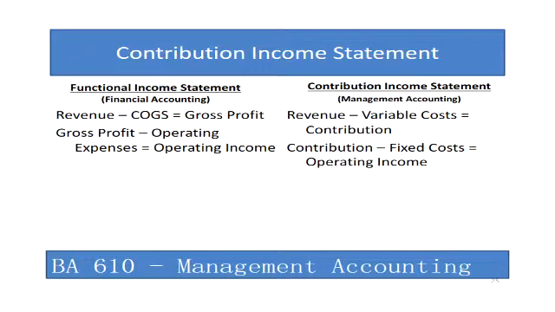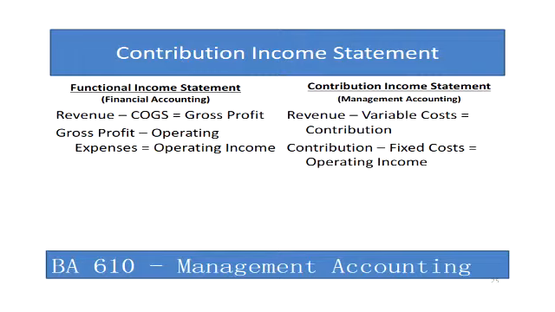All right? If we're going to compare a financial accounting income statement with a management accounting income statement, we have a functional income statement, which is a financial accounting income statement, and then we have a contribution income statement, which is our management accounting statement. You're all familiar with the financial accounting. Revenue, again, we have revenue here. We subtract cost of goods sold. Over here, we're going to subtract variable costs. Here, the resultant is called gross profit.